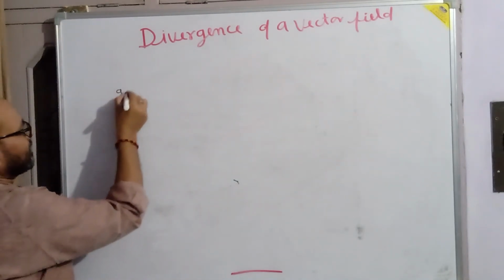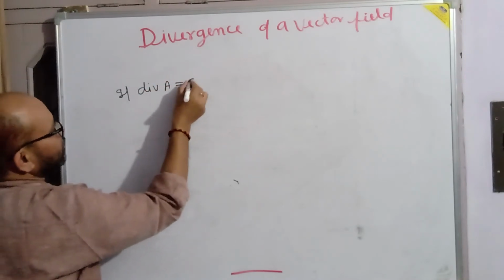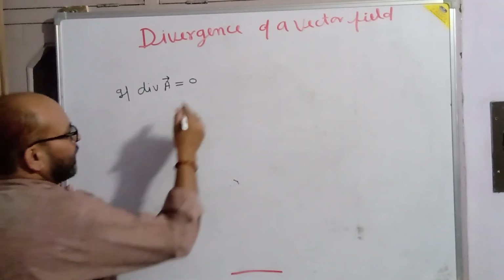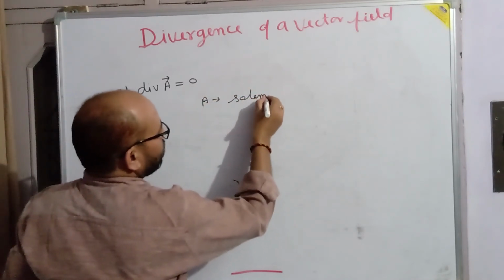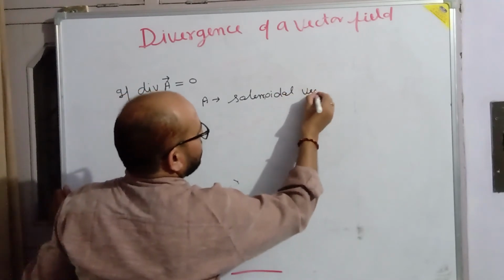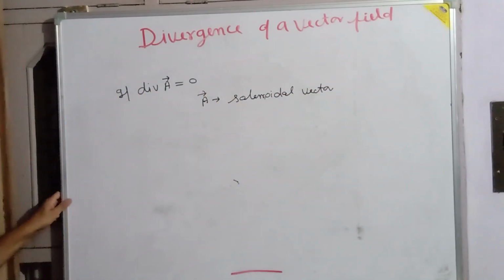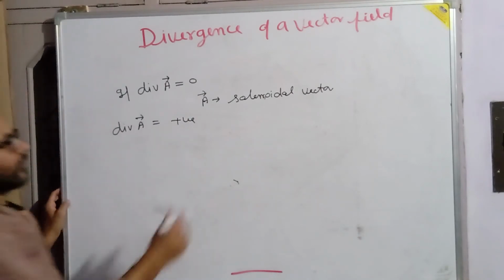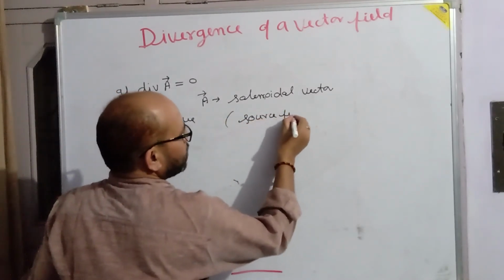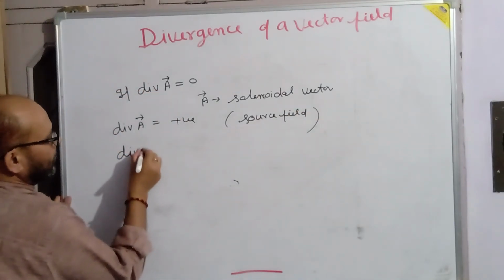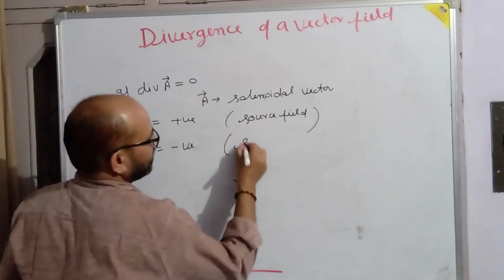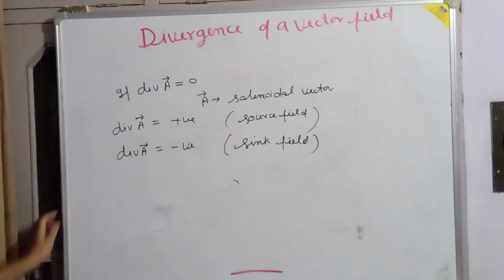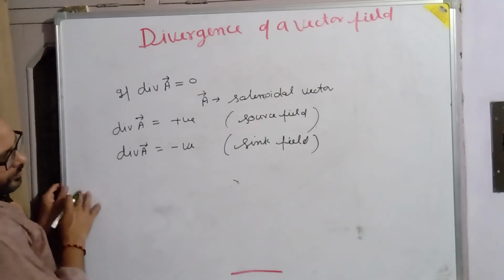अब suppose if divergence A equal to zero, that means then vector A is a solenoidal vector. Vector A is a solenoidal vector, right? If divergence of A is equal to positive, right, it is the source field. If divergence A is equal to negative, that is a sink field, right? Sink field.